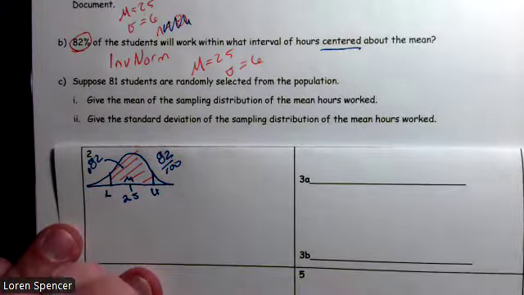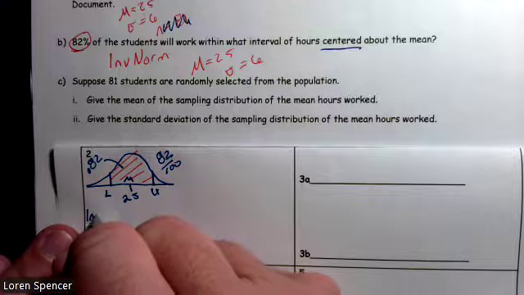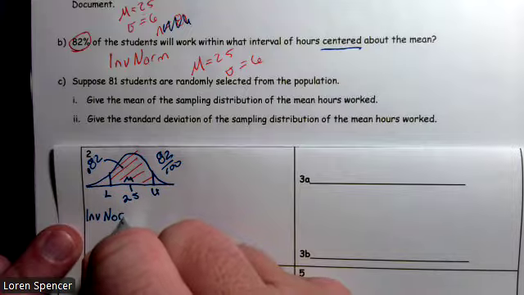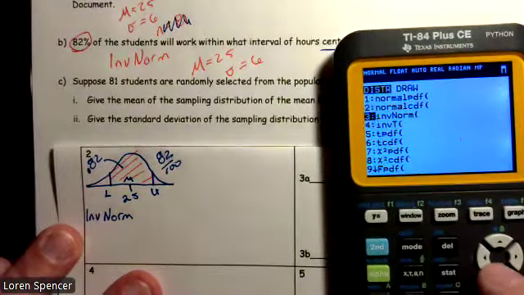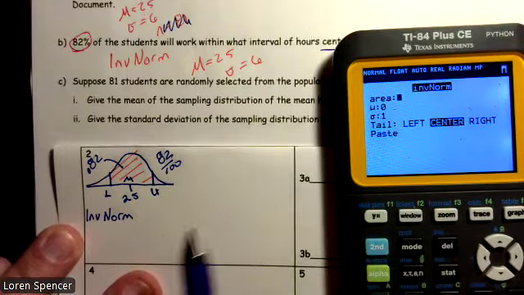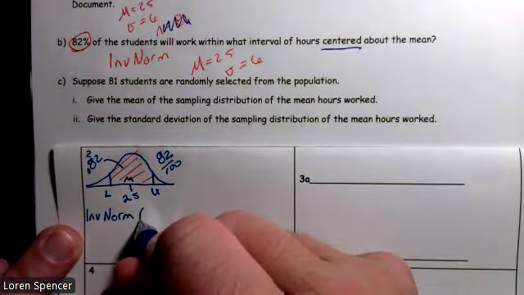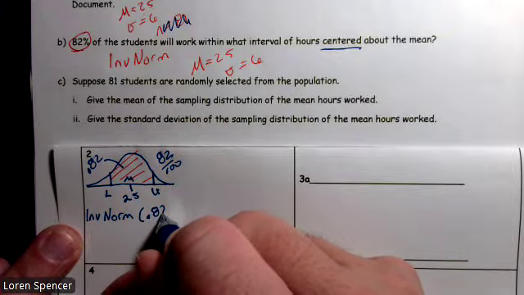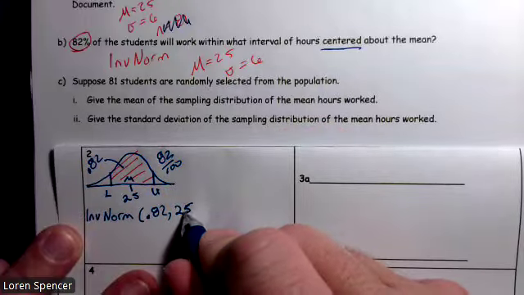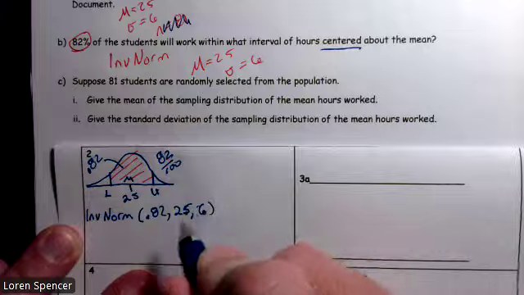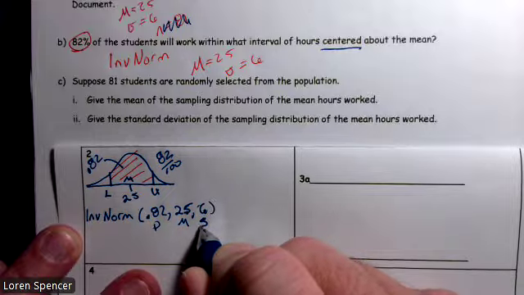So I need to show my calculator commands. Besides showing the graph labeled out like this, I need my calculator commands. And I'm going to go inverse norm. Let's just see what the calculator asks for. Second vars, inverse norm. The first thing it asks for is the area, the mean, and standard deviation. Well, remember that's our PMS. That's our probability of 0.82. Mean is 25. And we said earlier, our standard deviation is 6. So this is P, M, and then S, our standard deviation.